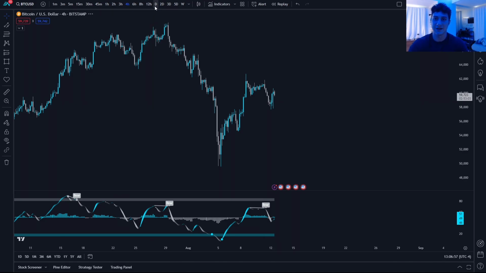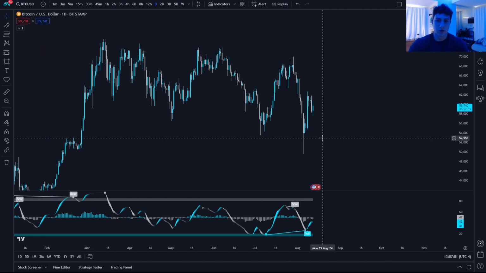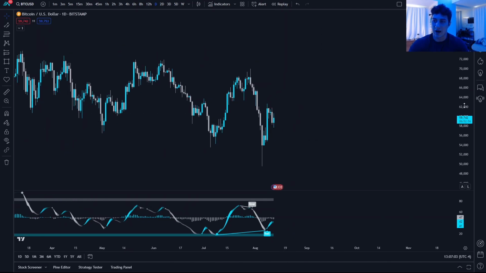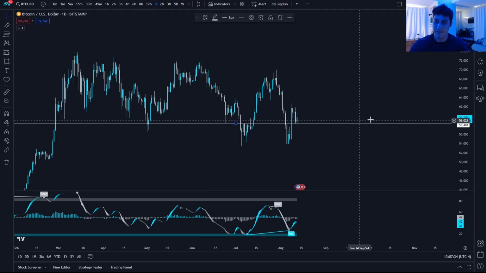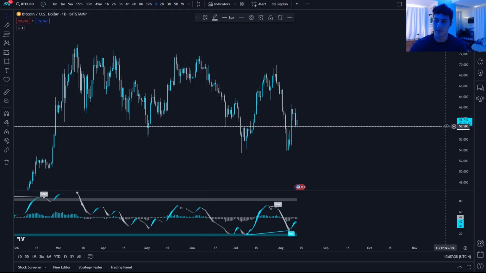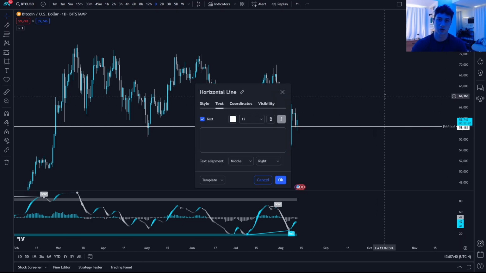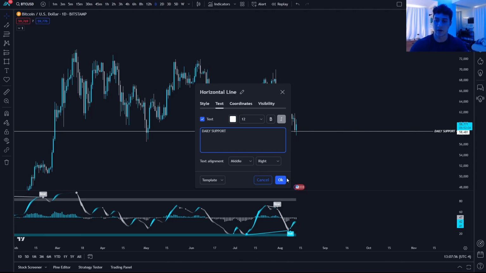So the first thing I do is I go to the daily time frame. What I'm doing on the daily time frame is marking out my key levels. So this 58.4K level is a strong horizontal level, right? This is going to be our support. I simply press Control H to draw a horizontal line. This is going to be our key support. Okay, we're on the daily time frame. This is our daily support.